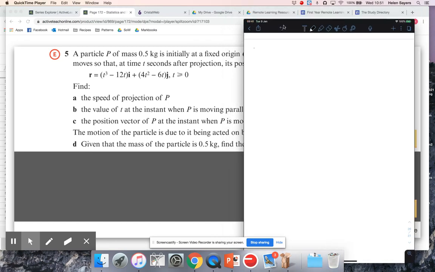So we're doing question 5. I'm differentiating this. So v is r differentiated with respect to time. So t cubed is going to differentiate to 3t squared, and minus 12t is going to differentiate to minus 12. And then for the j coefficient, 4t squared is going to differentiate to 8t, and minus 6t is going to differentiate to minus 6. So there's the velocity.